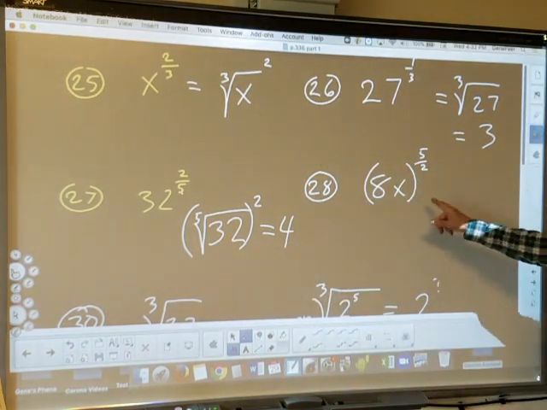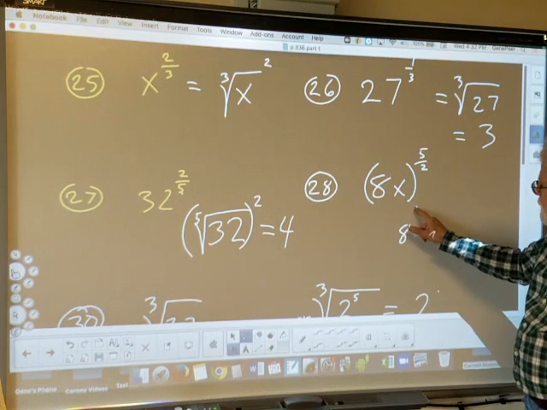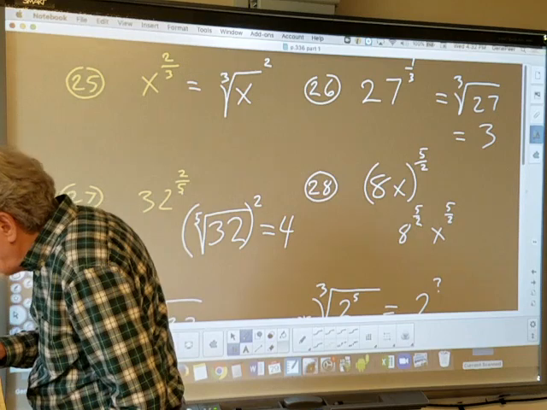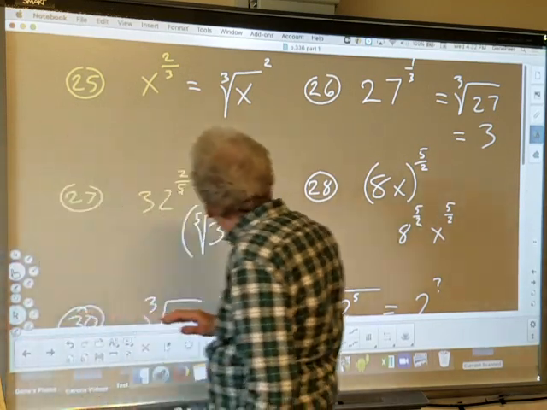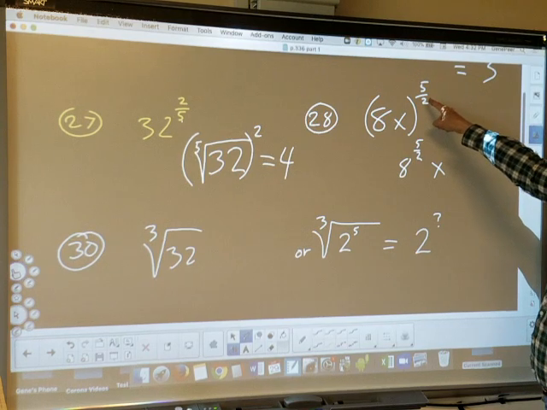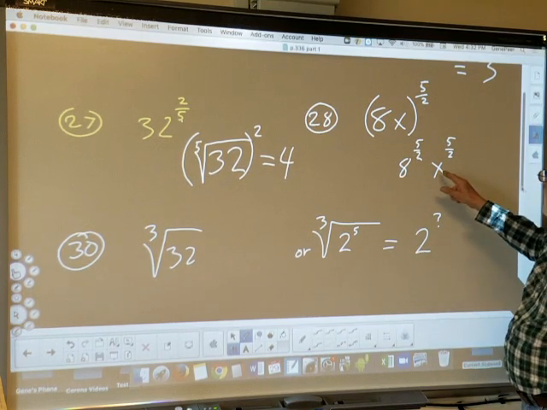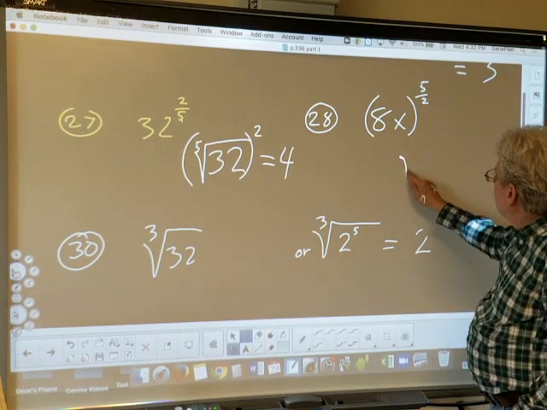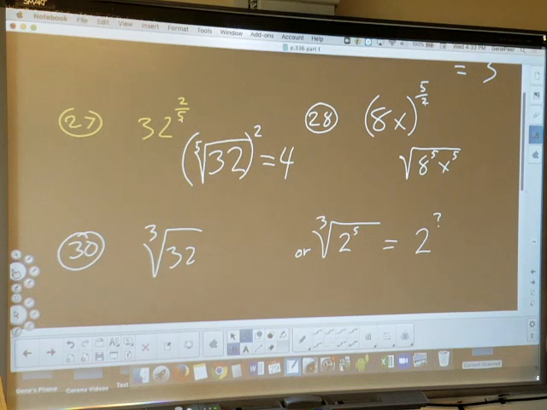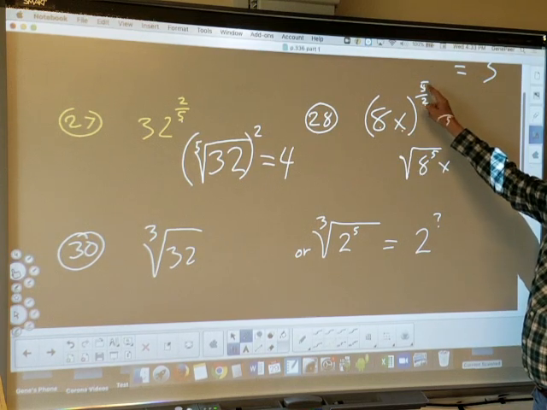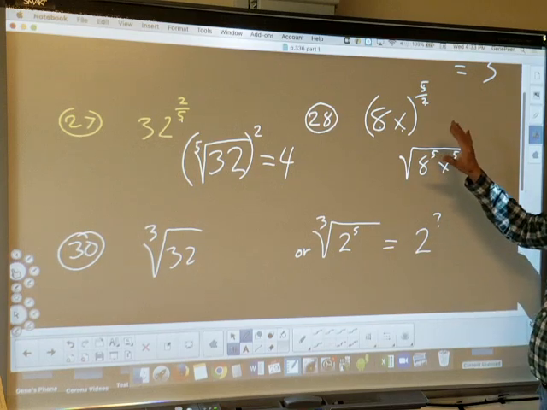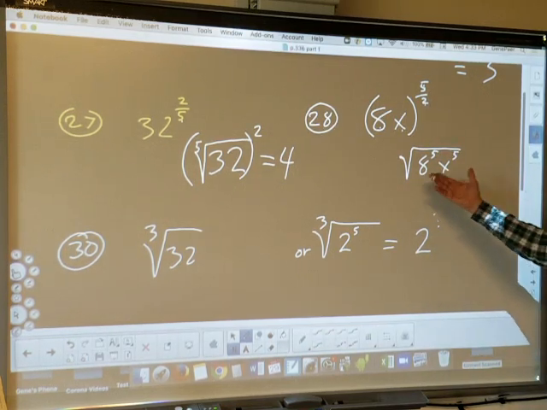This becomes 8 to the 5 halves, x to the 5 halves. Now, what did the instructions ask us to do here? Number 28, the instructions are saying that we are to write without rational exponents. So to express this without rational exponents, and that means without these, we instead use radical signs. We would have the square root of 8 to the 5th, x to the 5th. That can be simplified somewhat, but have we followed the instructions? The instructions said to write it without rational exponents. Have I done that? Yes, I have. So am I willing to stop right there? Yes, I am.